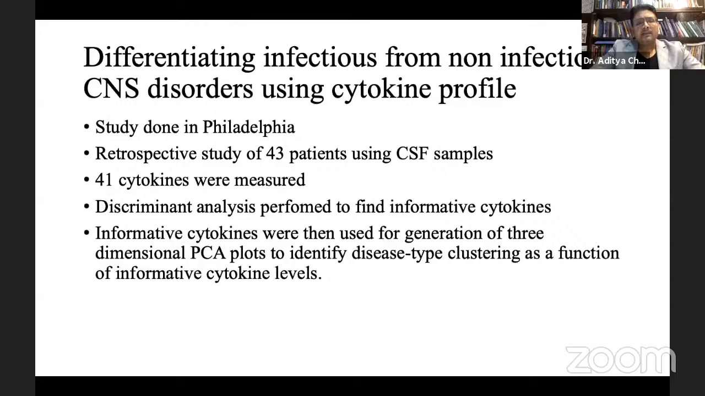And similarly, using another method of statistics, which is known as PCA plots, the informative cytokines were used for generation of 3-dimensional PCA plots. And they identified disease type clustering, to identify which cytokine would be exclusively a marker of an infectious or a non-infectious pathology in the brain. Because most of the inflammatory diseases do present with fever, sometimes headaches, and similar presentations.